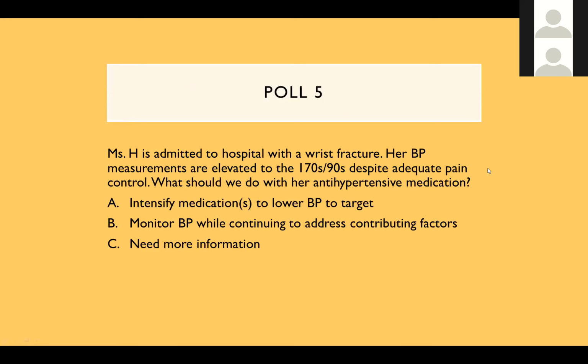Okay, and then the very last question now is asking about elevated blood pressures in hospital. So if you can imagine that Miss H was admitted to hospital for a wrist fracture, her blood pressures are elevated to the 170s systolic, despite what we think is adequate pain control. What do you feel should be done with her antihypertensive medications?